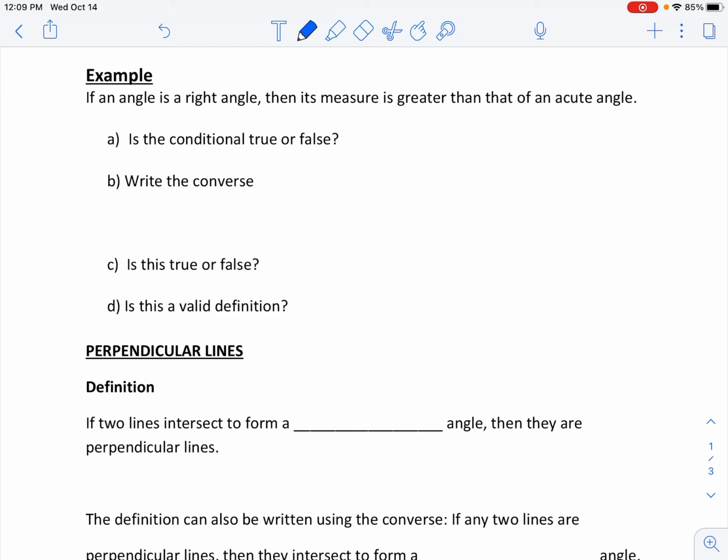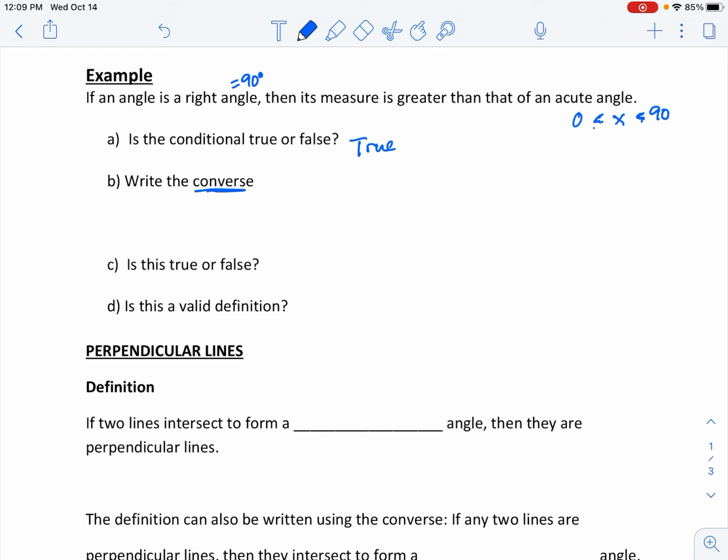And an acute angle is anywhere from 0 to 89 degrees. Actually, let me adjust that. Not even 0. It's anywhere from 1 degree to 89 degrees, or I should say bigger than 0. Let me go one more time here. Bear with Mr. Keeney, okay? It is anywhere between 0 and 90. It cannot equal 90, it cannot equal 0, but somewhere between there. And a right angle is exactly 90. So looking at this, is the conditional true or false? We're going to say true. A right angle is exactly 90, which has to be bigger than anything that an acute angle is going to be.